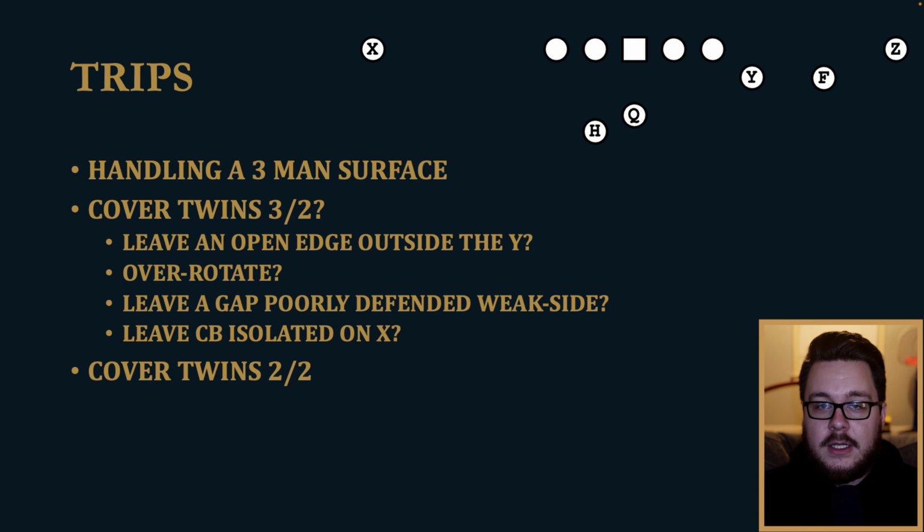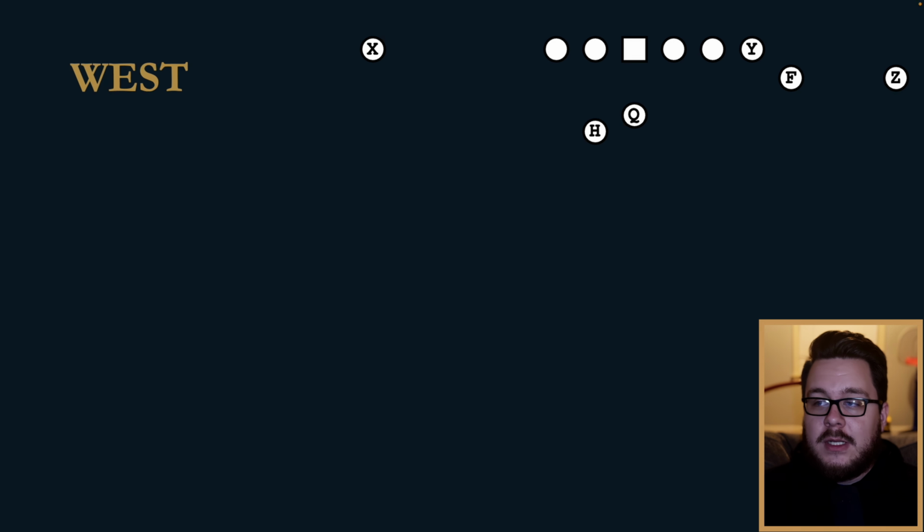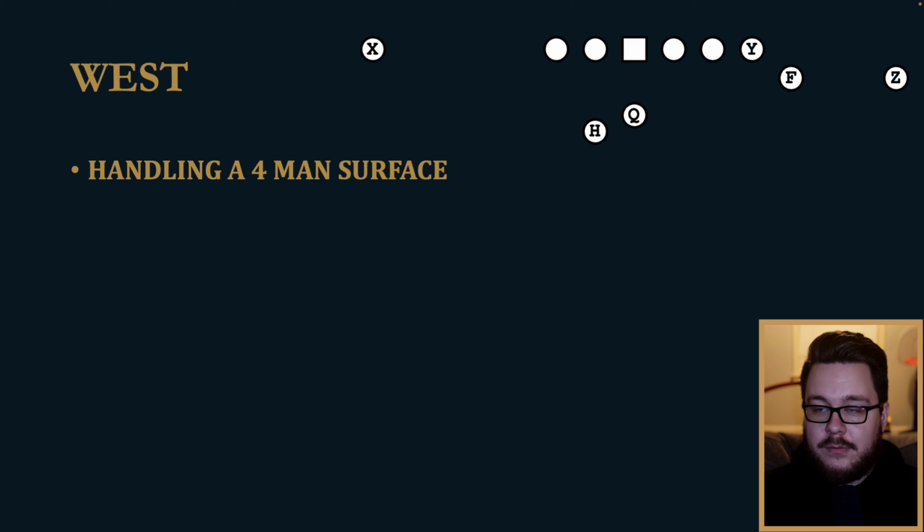It is all tied together for a defense. So all this stuff is really important in terms of understanding what a defense is trying to do. So maybe the defense figures out how they want to play those twins to the strong side. Well, now we bring that F in, and we're in the formation we call West. And this is a 4-man surface. So the defense has to handle not just a tight end, but a tight end and a wing.